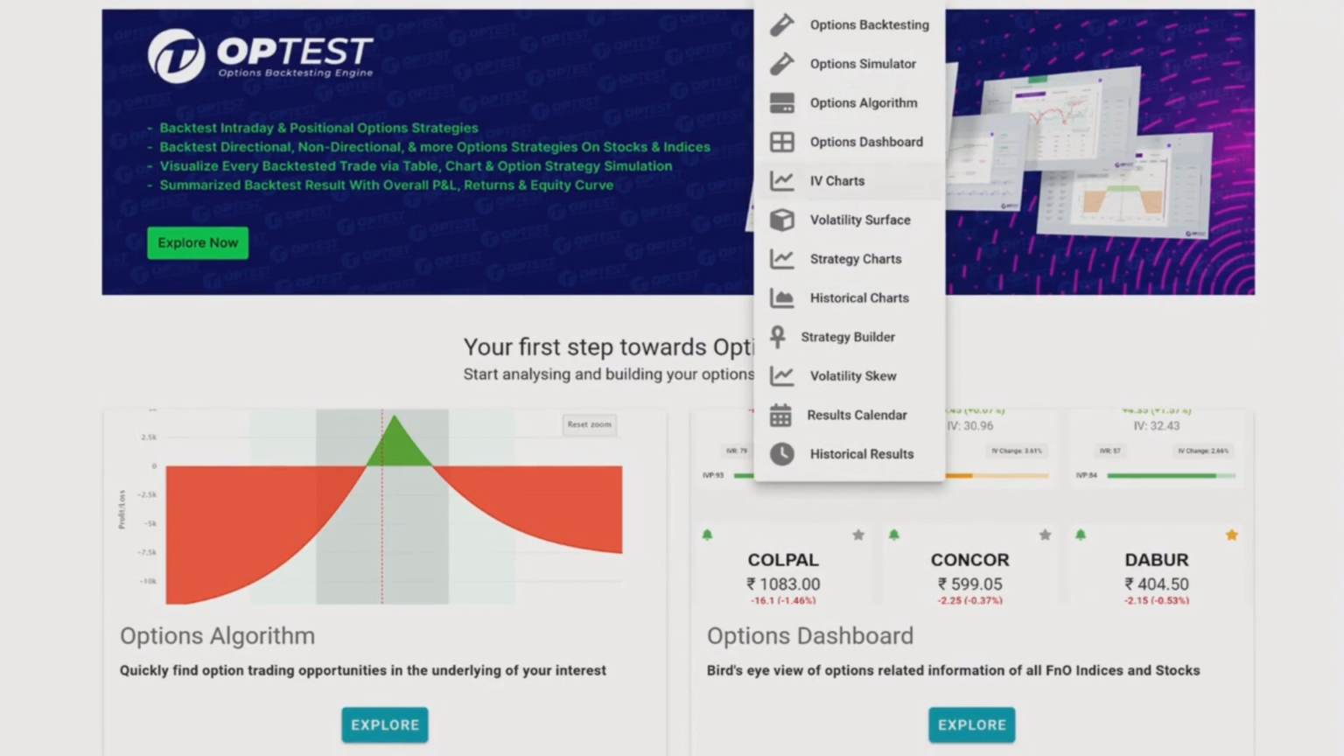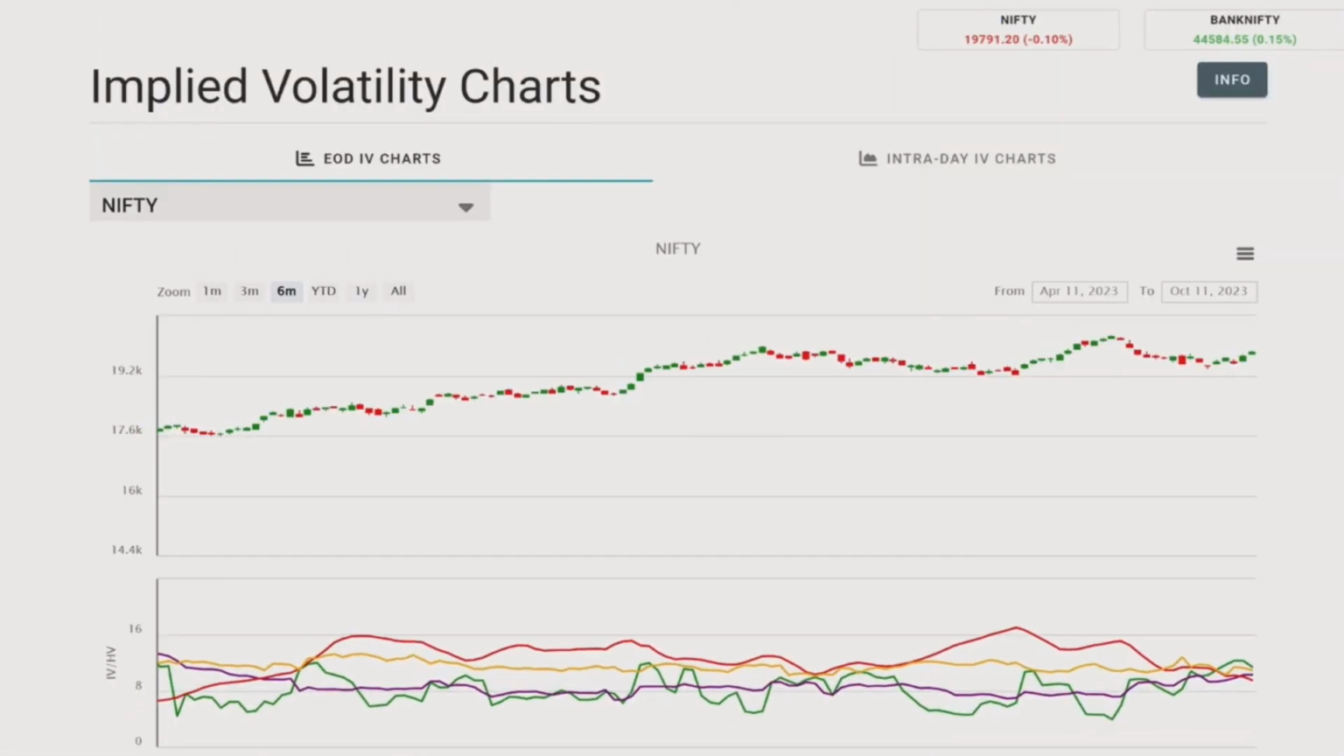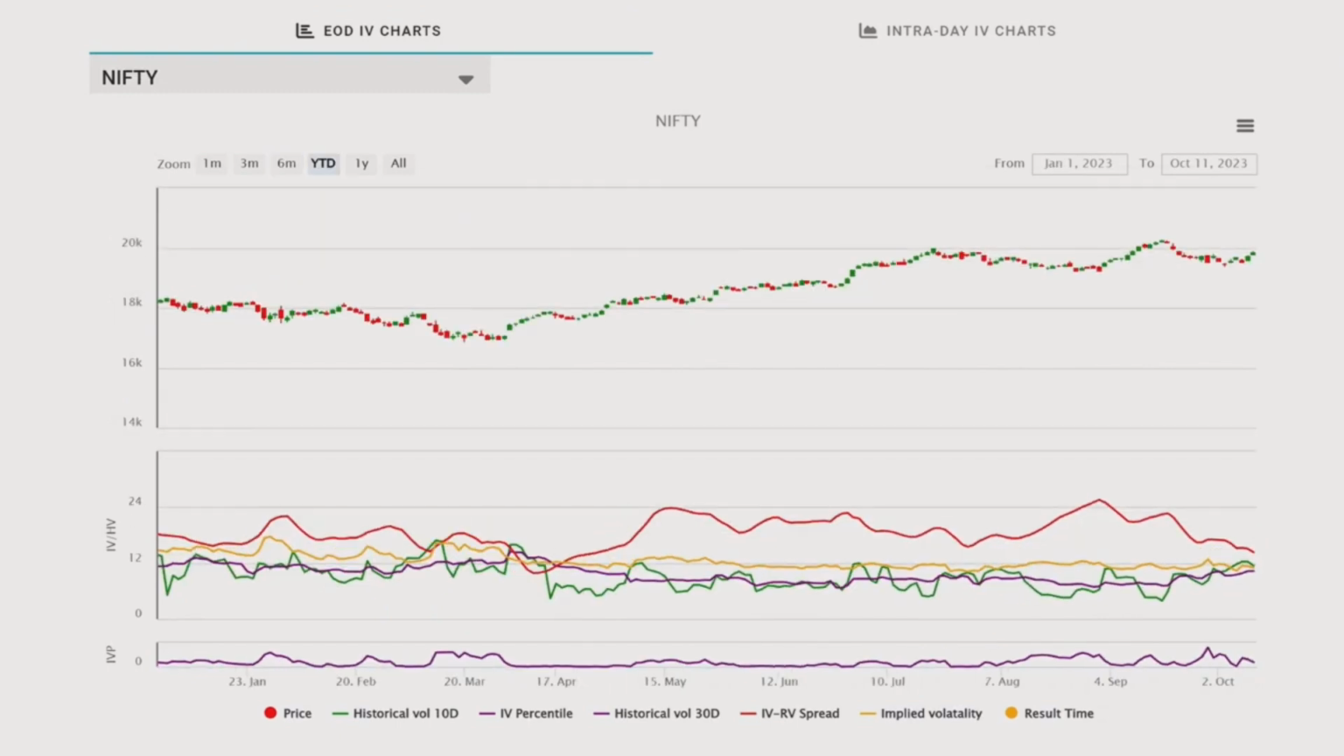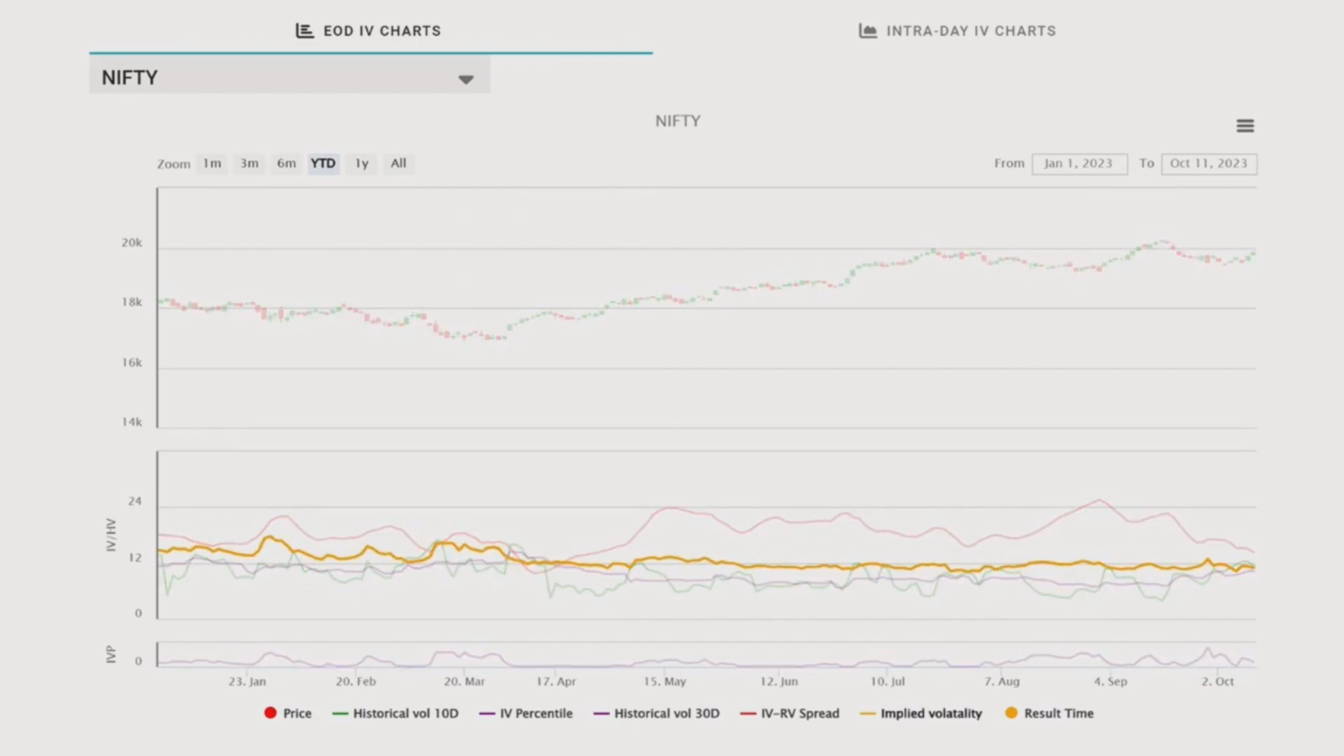If you go under options, we see IV charts, and right off the bat you can see the price movement, but down in the lower part, in the second chart, you will see the implied volatilities and the historical volatility. Very quickly, I'm going to look at the year-to-date performance of Nifty. We look at other scripts as well, but on the Nifty, this is the implied volatility in orange, and likewise this is the historical volatility in the purple. And as you can see, the orange is much higher than the purple line.